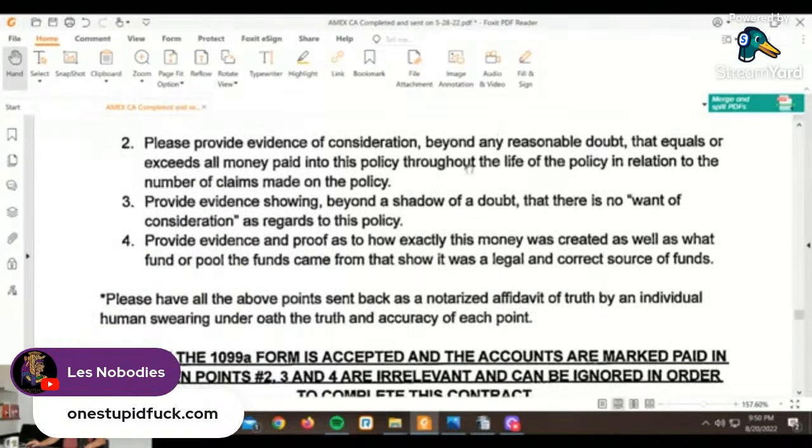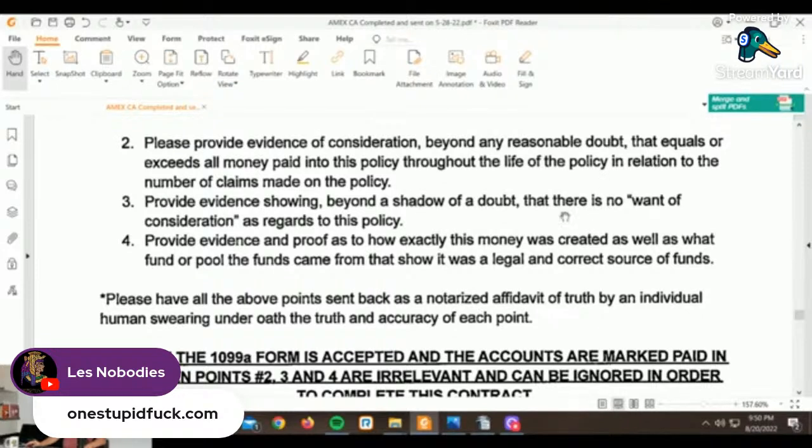Number 2, please provide evidence of consideration beyond any reasonable doubt that equals or exceeds all money paid into this policy. Oh, this is actually, I should have changed this. This is actually a copy and paste from a previous conditional acceptance. All money paid into this policy throughout the life of the policy in relation to the number of claims made on the policy. Oh, geez, I messed up on this. So this should have said, please provide evidence of consideration beyond any reasonable doubt that equals or exceeds all money paid into this account throughout the life of the account.